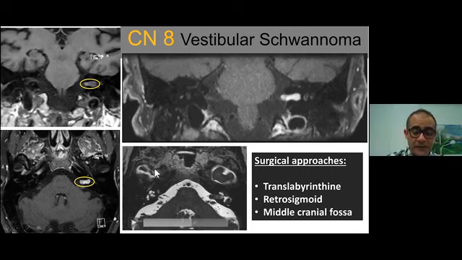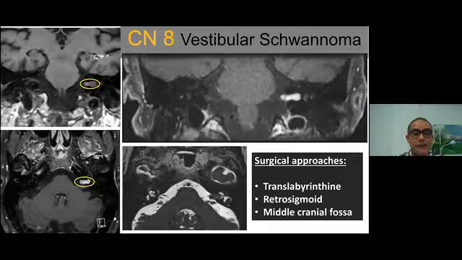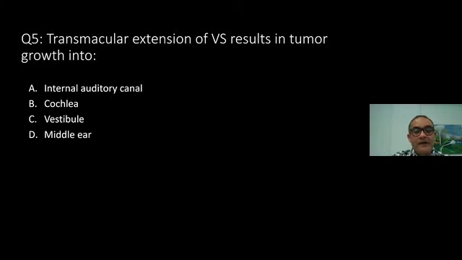So these are the three things that I really want to include in my report. And then let's move to the next question. Question number 5. A transmacular extension of vestibular schwannoma results in tumor growth into A, internal auditory canal, B, cochlea, C, vestibule, or D, middle ear.